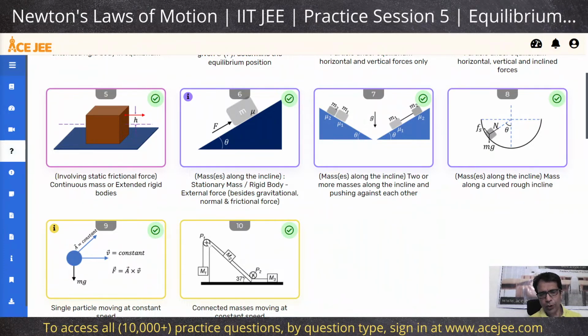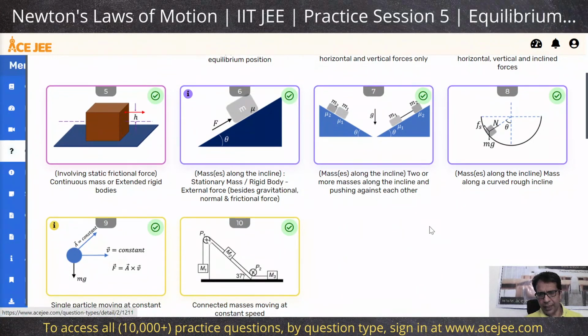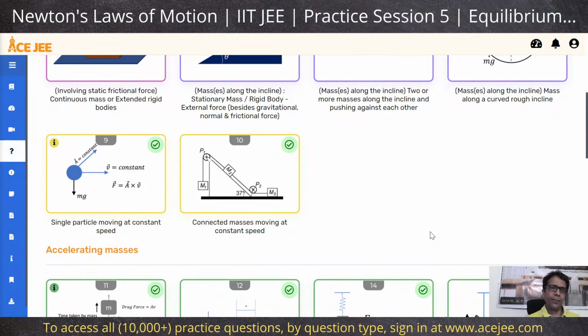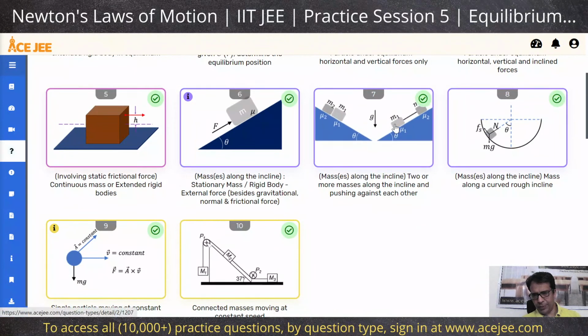Then in scenario number 9, that's the target as well for today, we will look at scenarios wherein the particle is moving at constant speed. What you have to remember is, if a particle is moving at a constant speed, that means the acceleration is 0. If the acceleration is 0, that means the sum of all the forces must be 0. So the particle is in what we can call a dynamic equilibrium. Okay, let's see if we can finish all 3 today. So let's start with number 7.